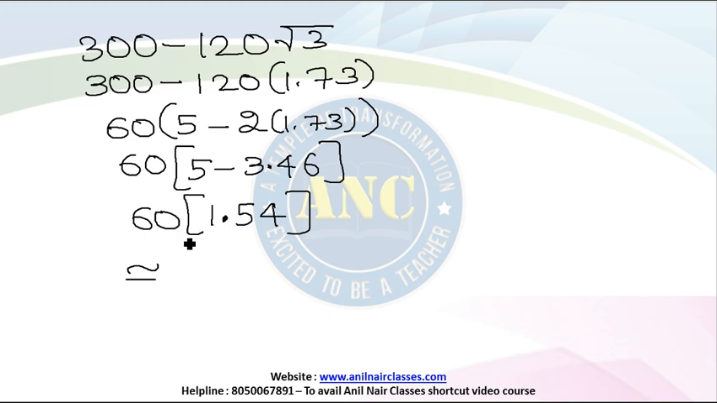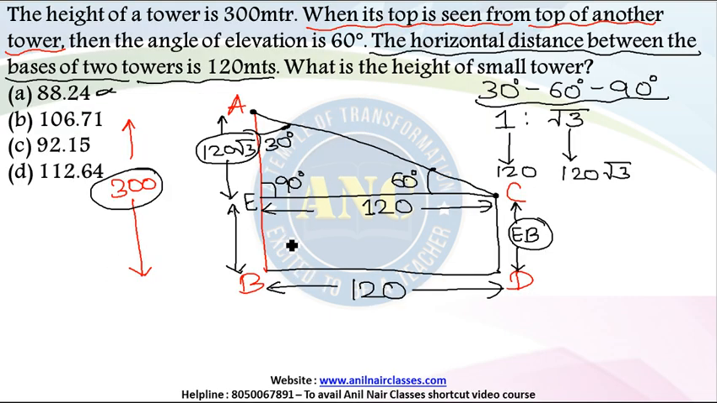What is 3 by 2 into 60? 90. Approximately 90 or 92. It is 92.15. No other option will definitely be very close to 92.15. That should be your answer. Simple, sir. Where is the difficulty? I believe that these kind of problems my students should solve so easily and so simply. I hope it is clear for you people.